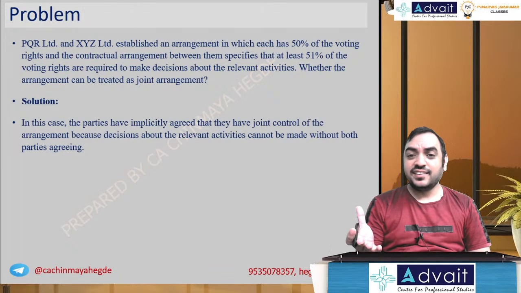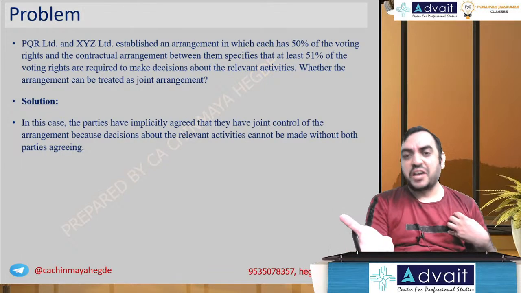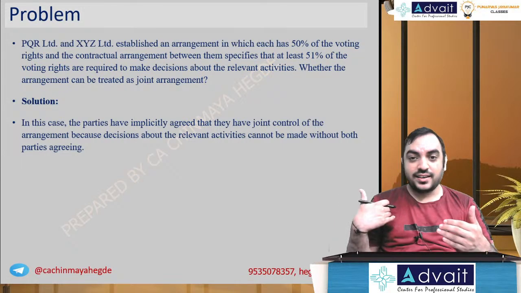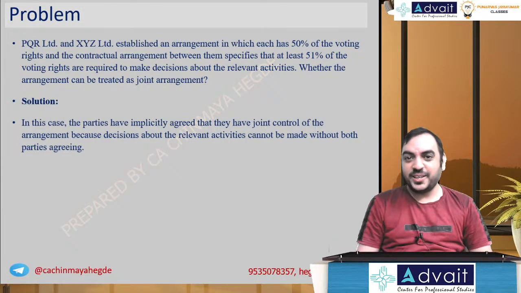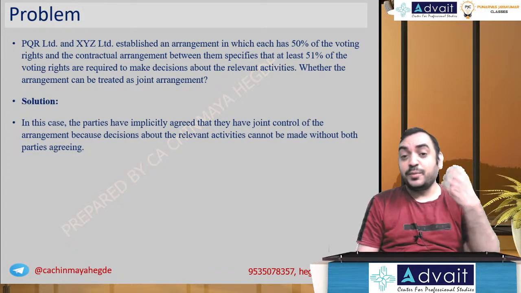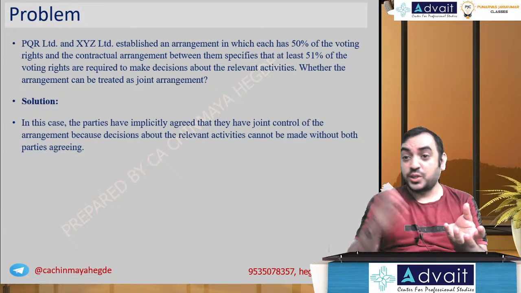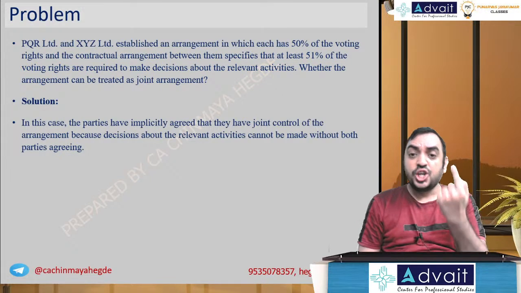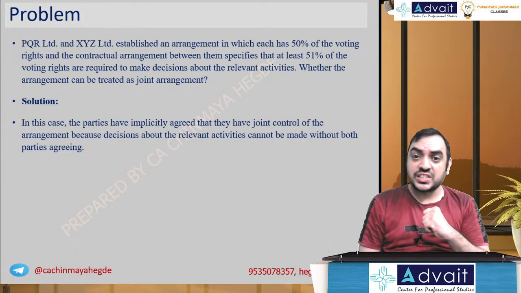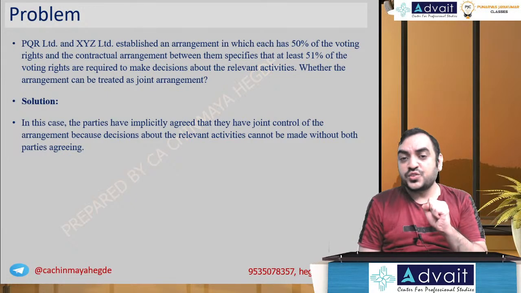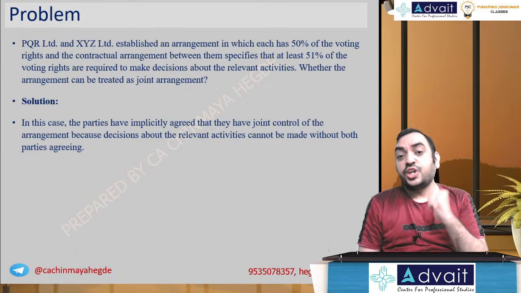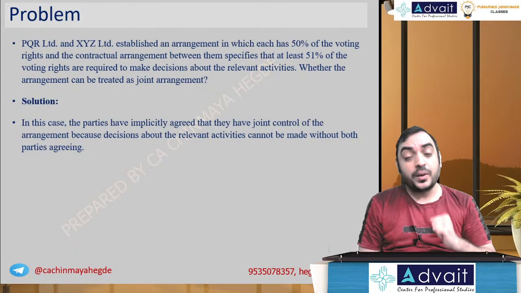Straightforward answer again. I have 50%, you have 50%. And it requires 51%, which means ultimately both of us should agree. Because if I say yes, it will be only 50%, and it requires 51%. So one person's consent is not sufficient. One person's vote is not sufficient. You require both the parties to come together. Both the parties means it requires a unanimous consent of both the parties.